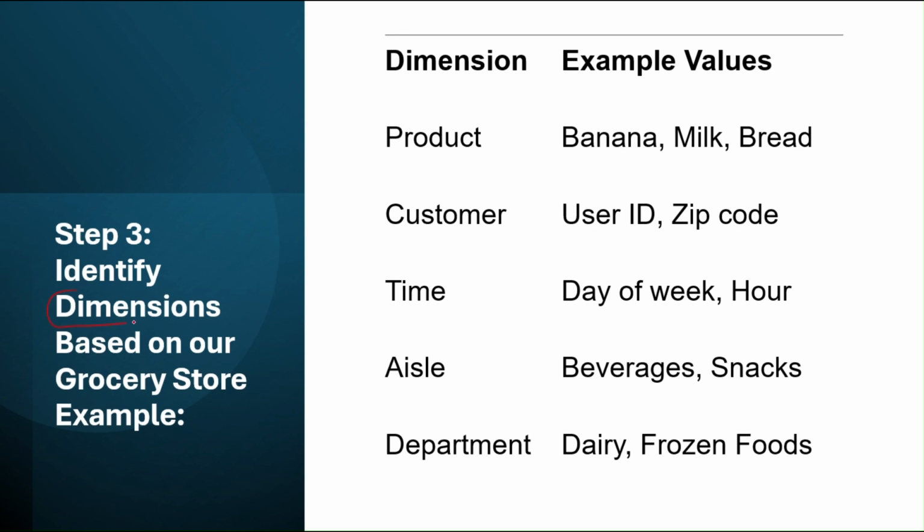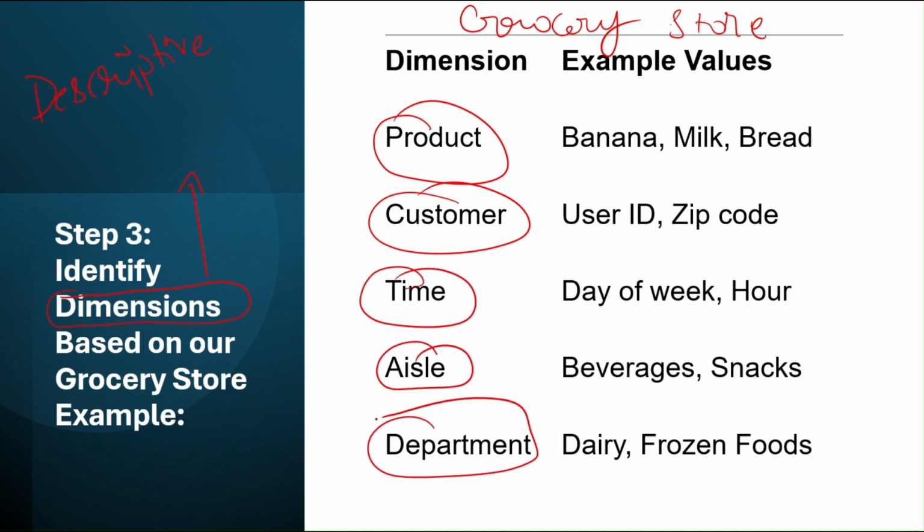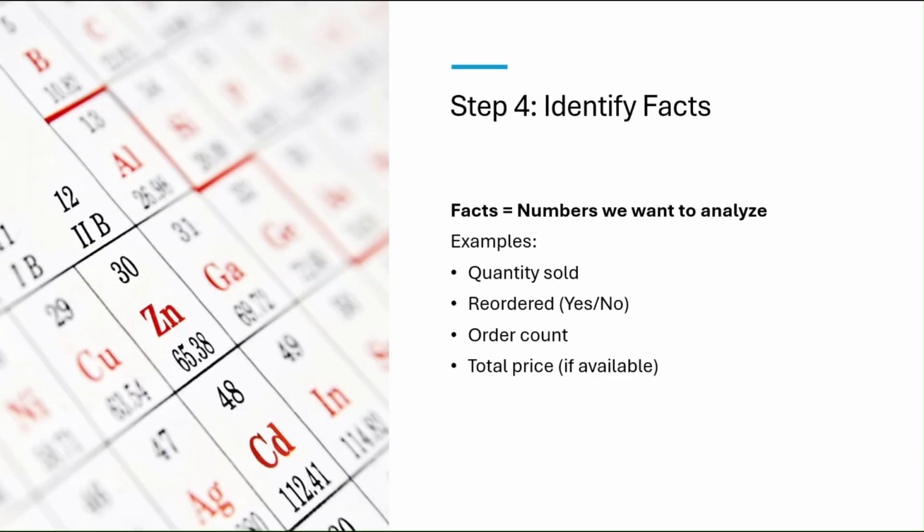Next is identify the dimensions. This is the most important thing. Dimensions are descriptive things present in your data. As you can see with the grocery store, these are the dimensions: products, customer, time, aisle, and department. These are the dimensions based on this grocery store.